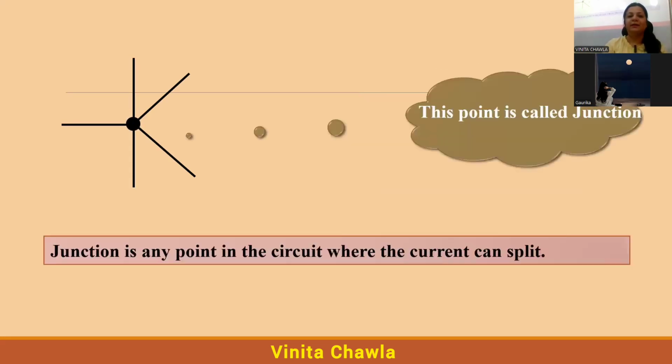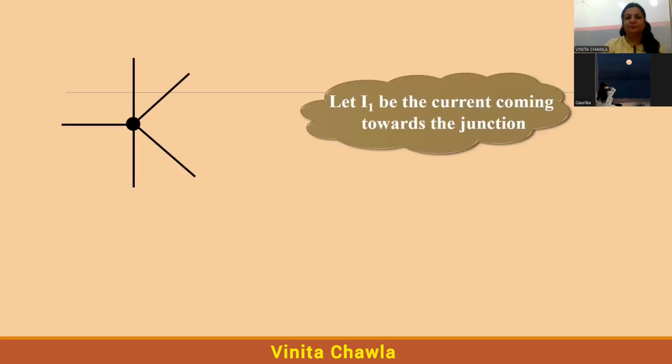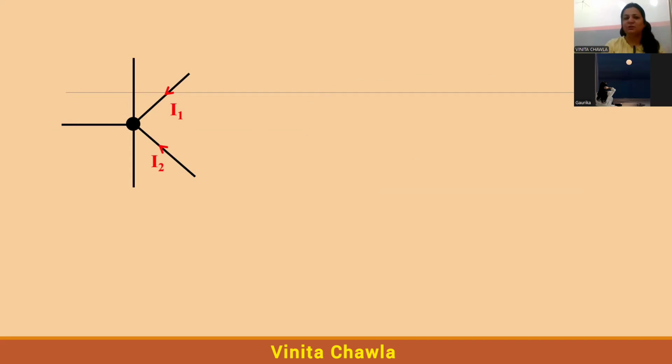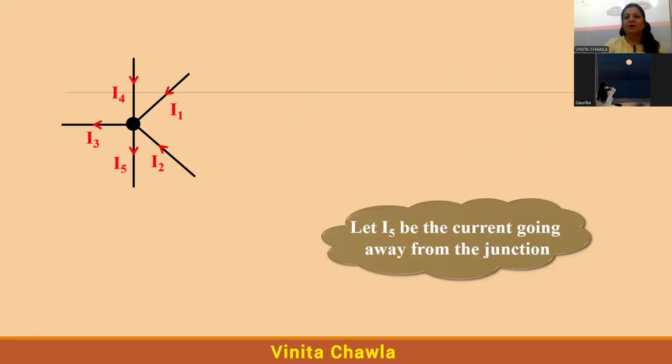A junction is any point in the circuit where the current can split. So consider a junction. Let I1 be the current coming towards the junction, and I2 be the current coming towards the same junction. I3 is the current going away from the junction. I4 is the current coming towards the junction, and I5 is the current going away from the junction. So you can see that we have 5 wires, and all these wires are meeting at this point, and the point is called the junction.